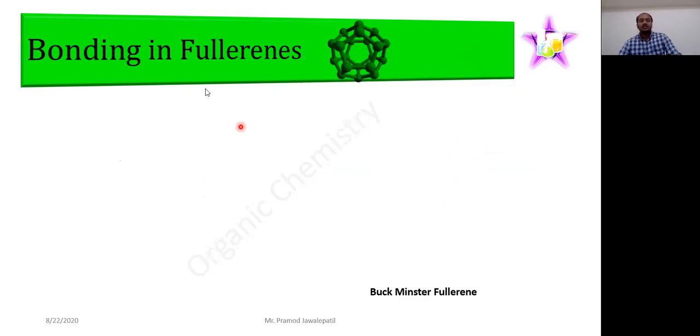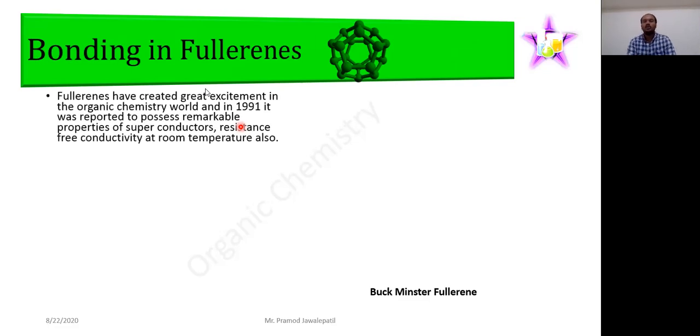Friends, then we will move forward to fullerene. Friends, this fullerene molecule, as I told in the last lecture, is a conjugated system. This fullerene molecule is also known by another name, Buckminsterfullerene or carbon C60. Friends, the bonding in fullerene is a very important topic to be discussed here.